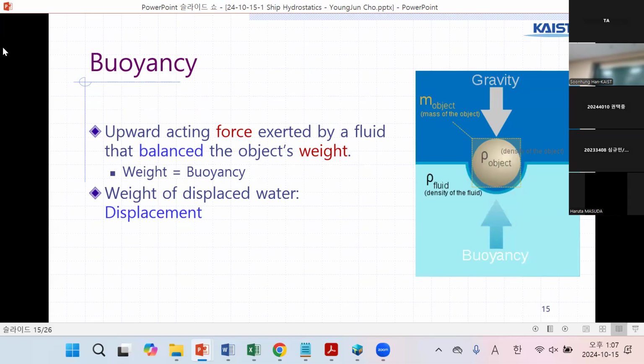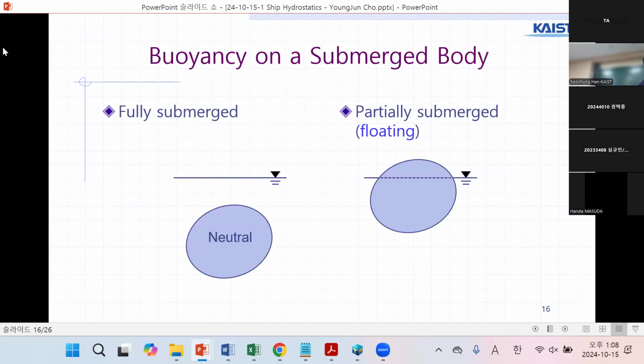And a submerged object always experiences an upward force, which is called the buoyant force. And the buoyant force is equal to the weight of the displaced water. This principle applies to both fully submerged and partially submerged objects.